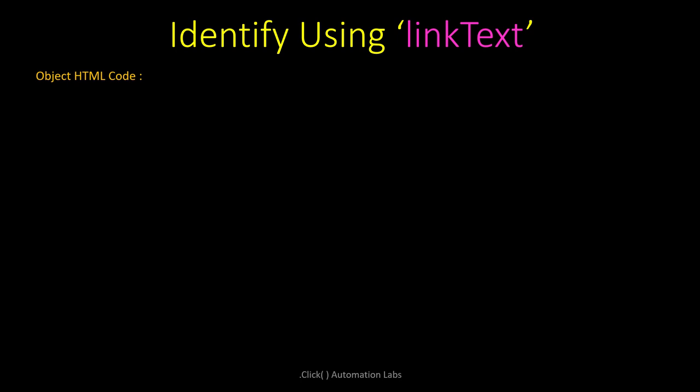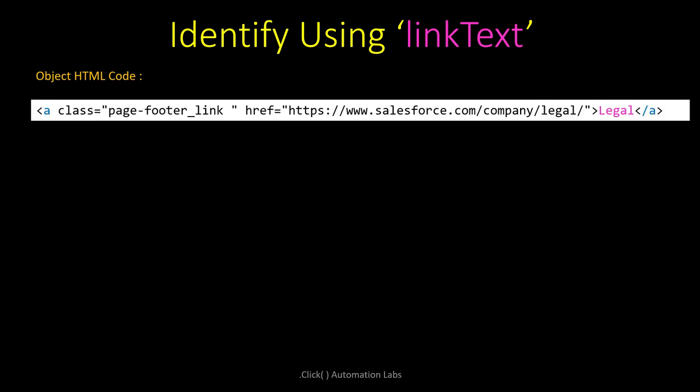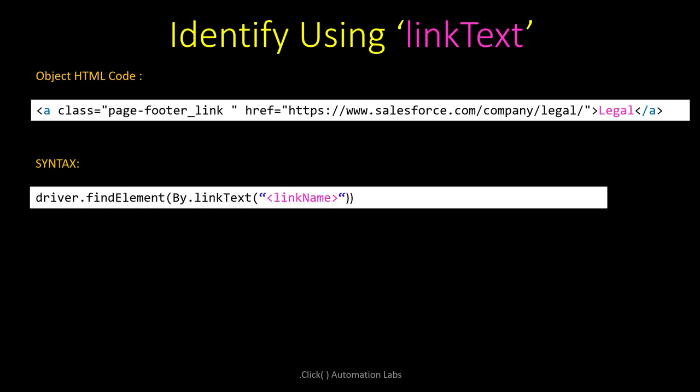Now we see about the link text. Basically, link text is used only to identify the hyperlinks on your web page. Hyperlinks are nothing but any link, meaning clicking upon it will redirect your browser to a specific URL. Assume that this is my object HTML code, which is tagged with an anchor tag, and now my syntax is driver dot find element by dot link text. So link text is a method, and you need to use your link name. Here it is nothing but the legal.